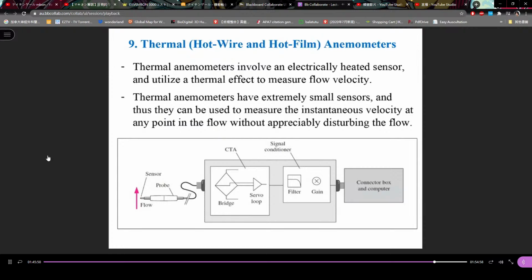Okay, thermal, hot wire, hot film anemometer, thermal anemometer. We call it 热电.